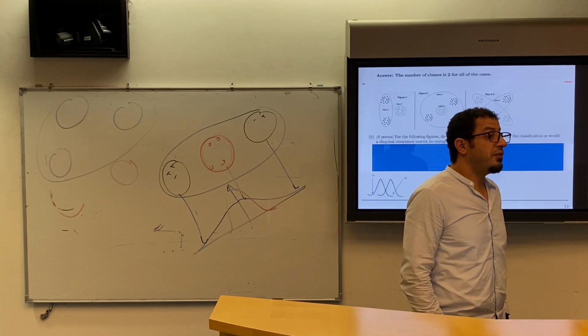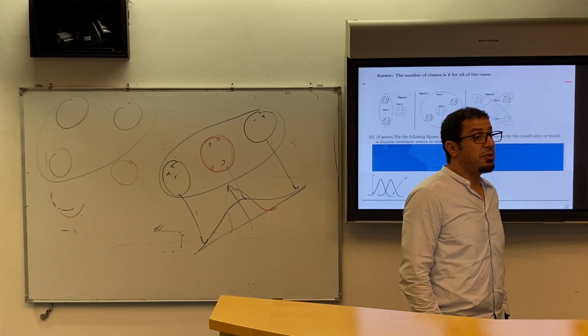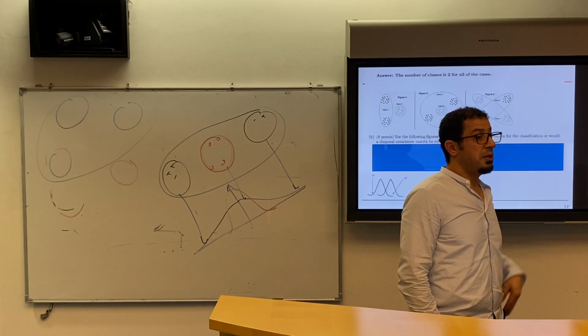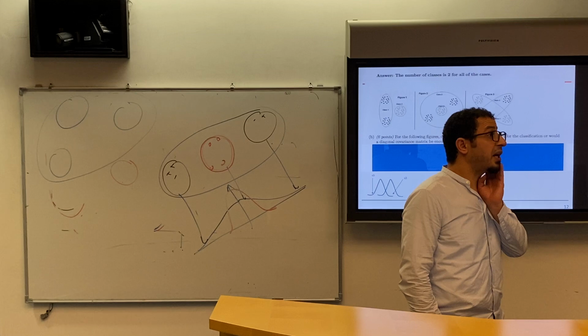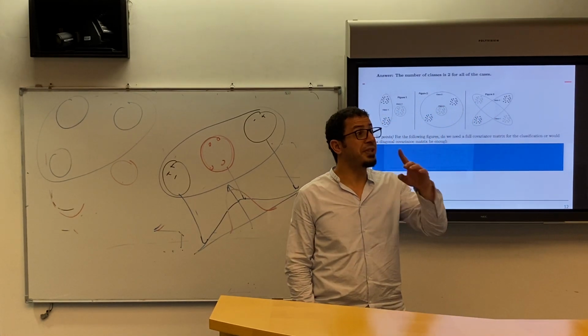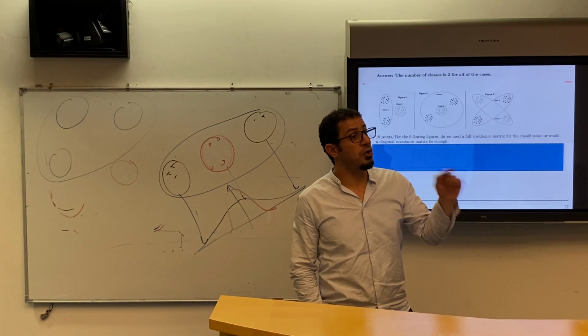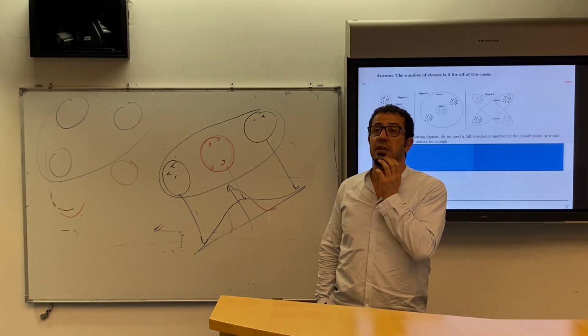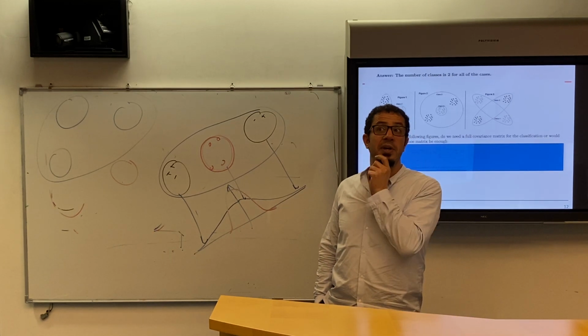Figure 1 is clear. You see, from here we don't need to have full covariance. A diagonal is fine. You see the first one. This is diagonal and this is diagonal. Which one is not diagonal? The oblique one. So the first one, yes, we can, right? The second one, we cannot.